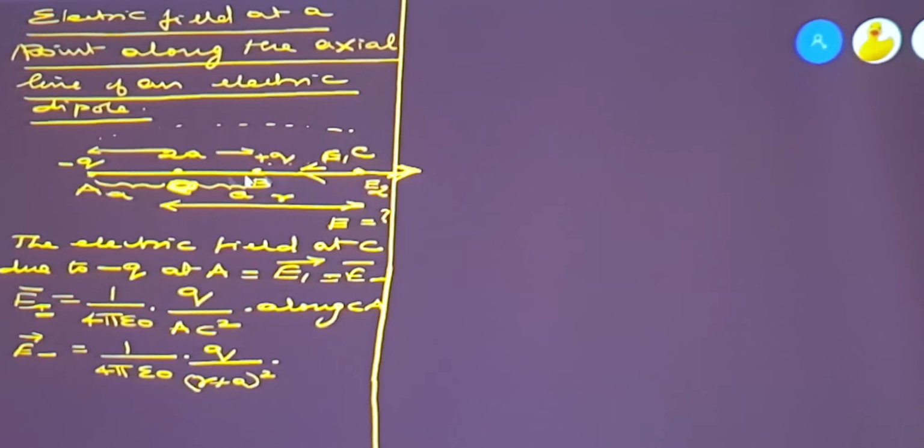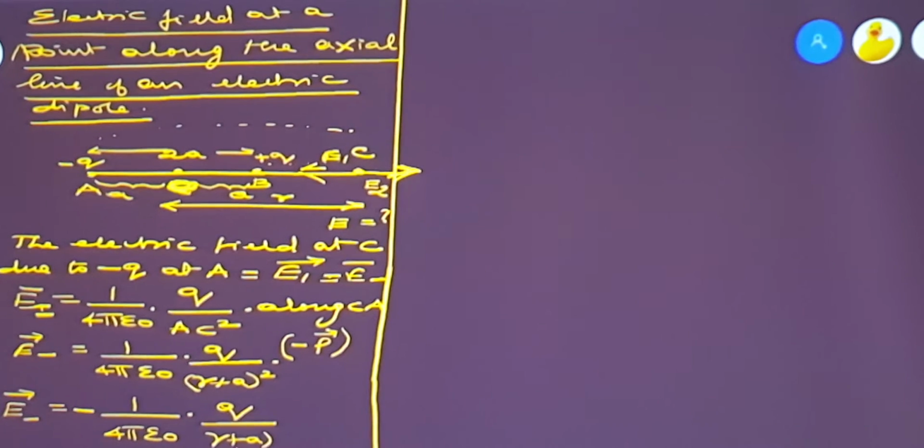Along what direction? It is towards the charge, negative x-axis. Since it is in the negative x-axis, we can write it as minus i. Minus i means minus of the dipole moment, because the dipole moment vector always acts from minus Q to plus Q. Here the direction is from plus Q to minus Q. So I am writing it as minus P vector. This can be written as E minus vector is equal to minus of 1 divided by 4 pi epsilon 0 into Q divided by R plus A, the whole square, multiplied with P vector, or I can say P cap, because I have taken the negative sign prior. Take this as equation number 1.